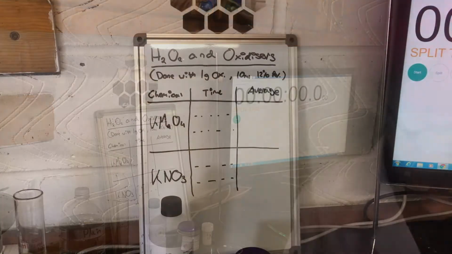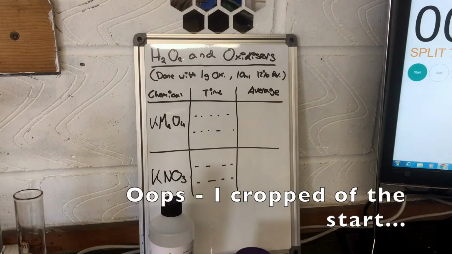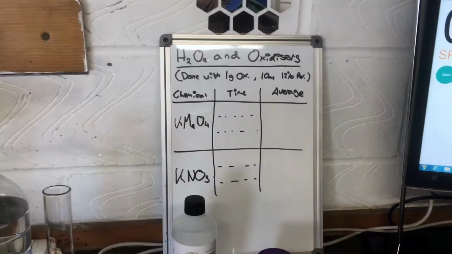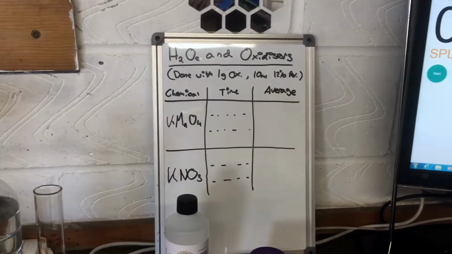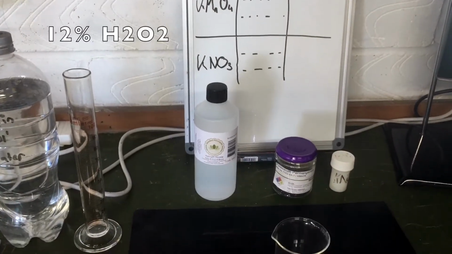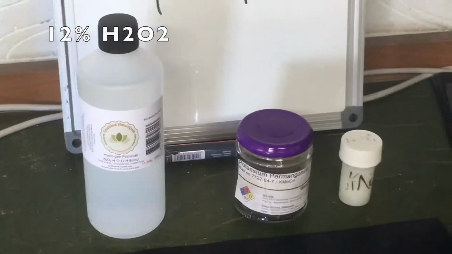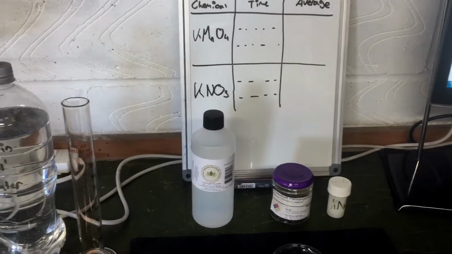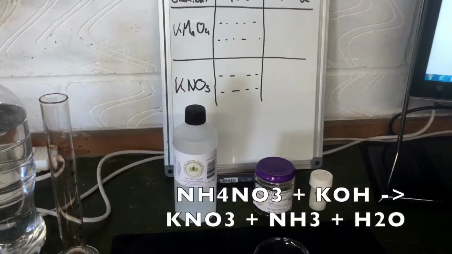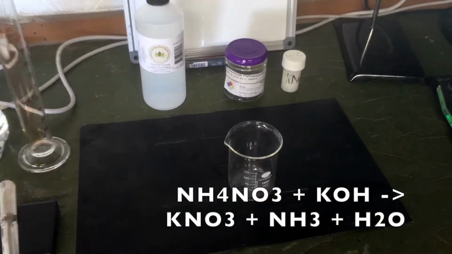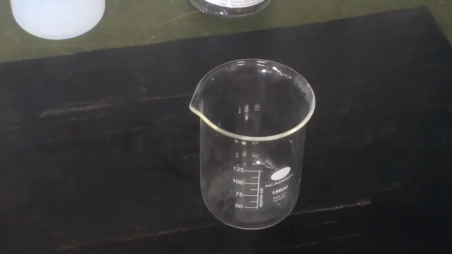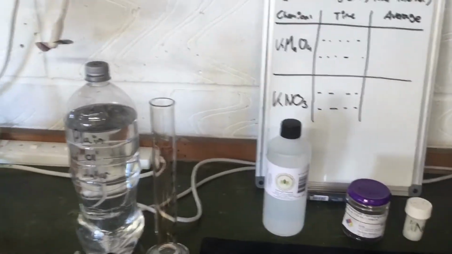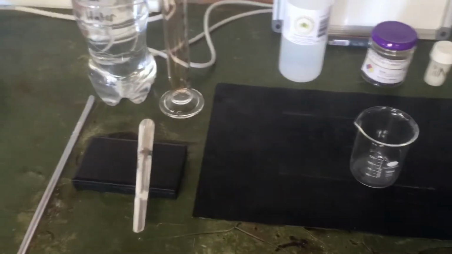Right, experiment. We will do each iteration 3 times for each chemical, and we will record the time and take an average to see how fast they react. We will be doing it with 12% hydrogen peroxide, potassium permanganate and potassium nitrate. I synthesized the potassium nitrate myself, and I will show a video on how to make it in a bit. We'll be carrying it all out in this one beaker, which I will clean between uses, and we'll be measuring with the cylinder and scales.